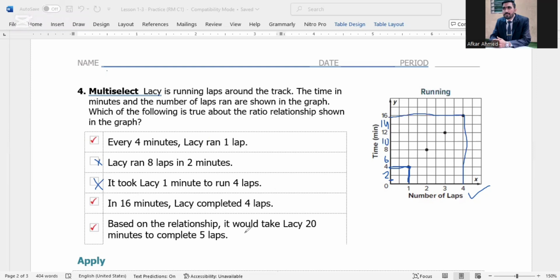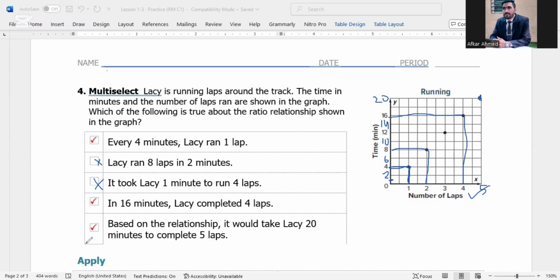Number five: based on the relationship, it will take less than 20 minutes to complete 4 laps. Yes, this is right, because every one lap requires 4 minutes. Every two laps require 8 minutes, four times two is eight. For three, you need 12 minutes. For four, four times four is 16. And if I write down here the number five, how much time is required? Five times four will be 20. So it means if she wants to complete 5 laps, she requires 20 minutes. So this will also be correct.